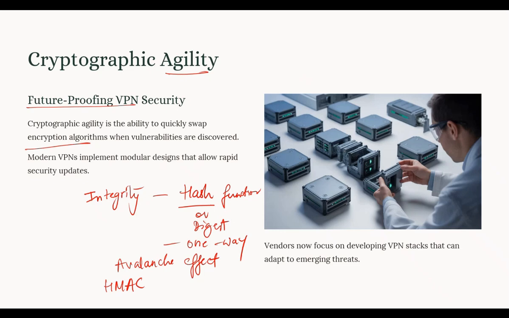HMAC is hashed message authentication code. With hashing, the problem could be man in the middle, whereas HMAC combines hashing with the secret symmetric key to produce this unique hash.